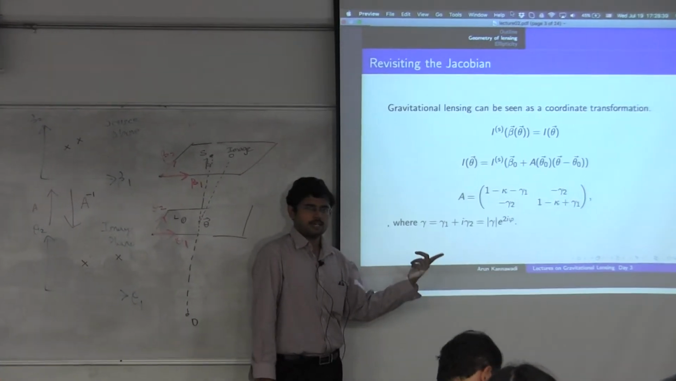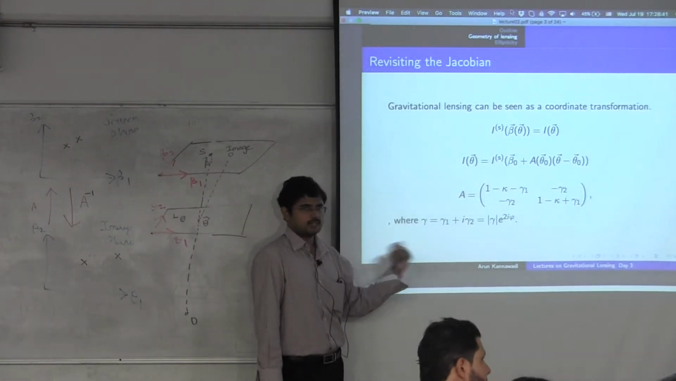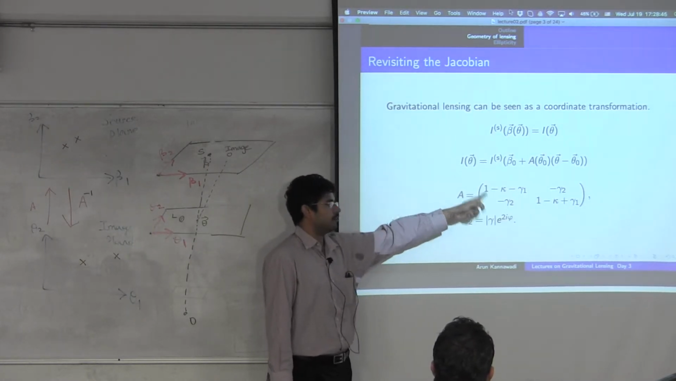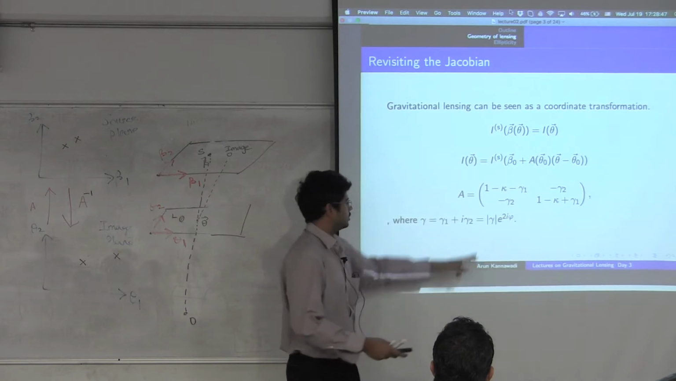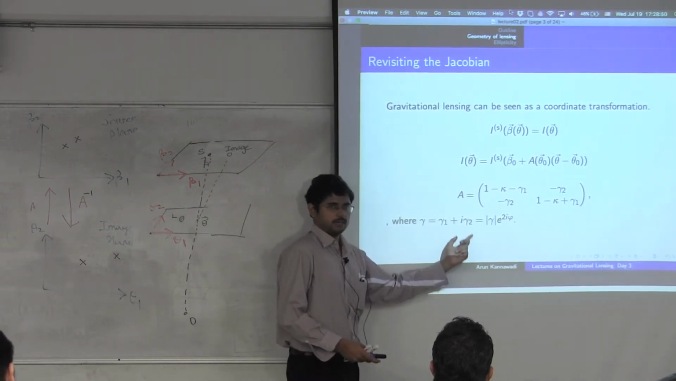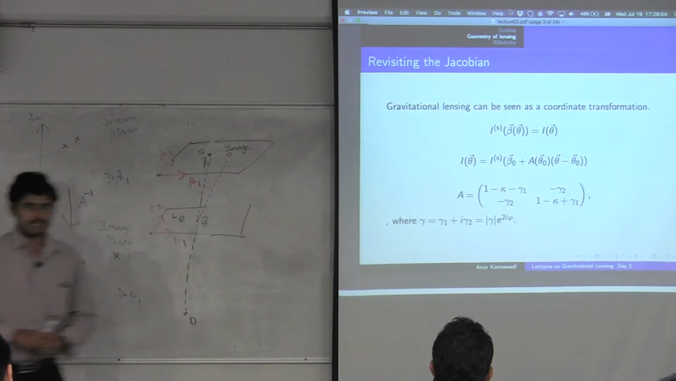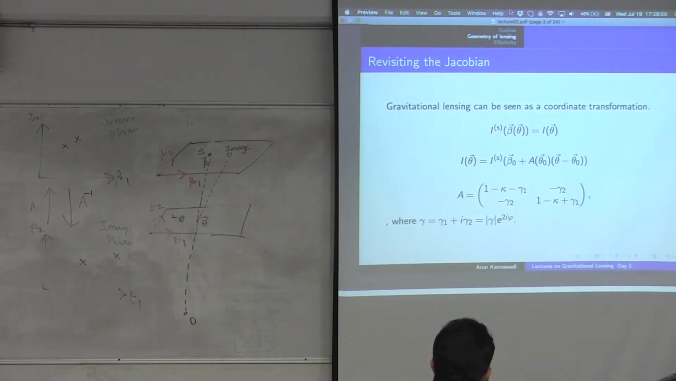So it's a symmetric matrix. It has 3 degrees of freedom. It has 2 rotationally invariant quantities, kappa and the magnitude of gamma, which is given by the magnitude of this complex number. This is something that we saw on the first day. Are you with me so far? Is it clear?